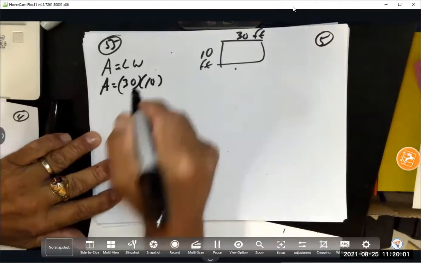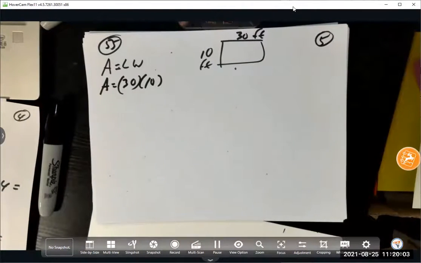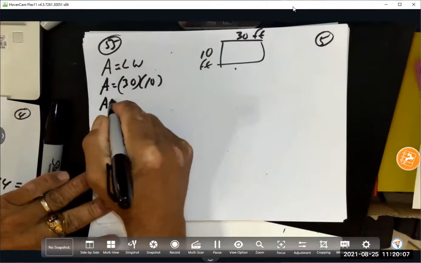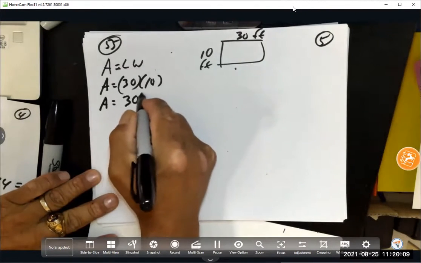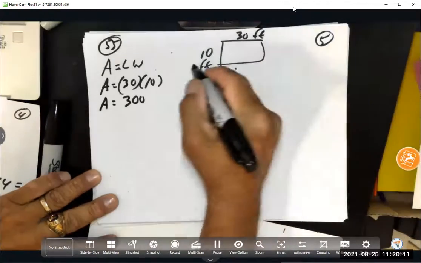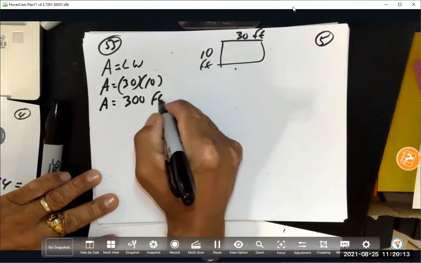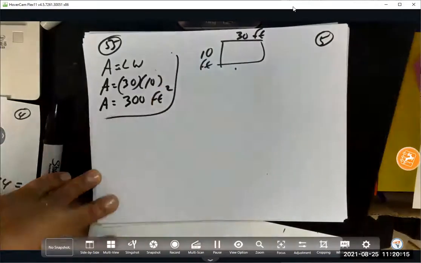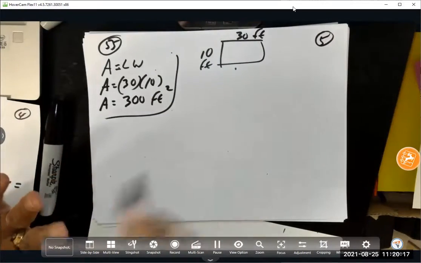Something like this, yes or no? 30 times 10 is 300, and this is feet, and this is feet. This must be feet squared. Does that make sense? Okay, so now let me do another one like this.